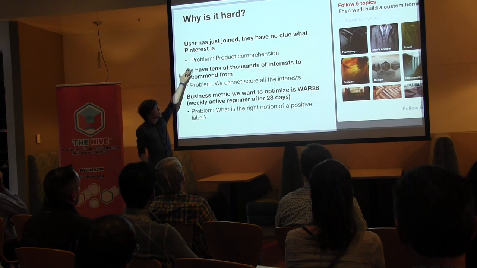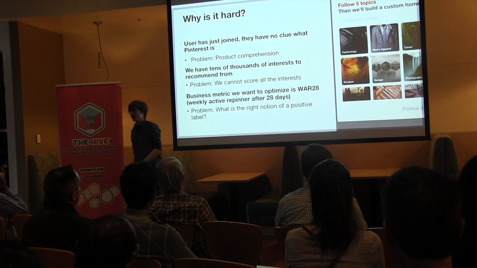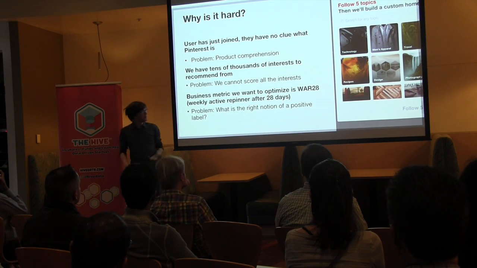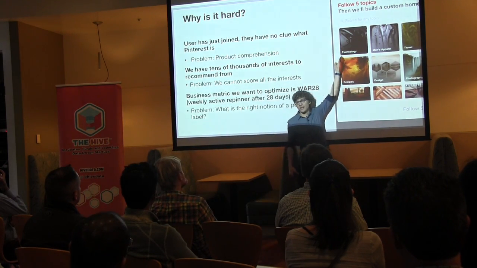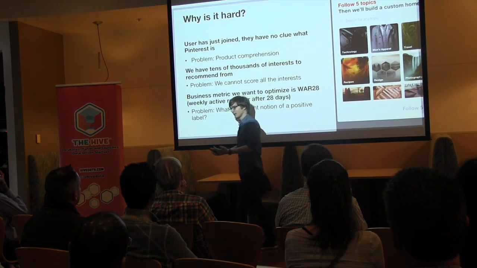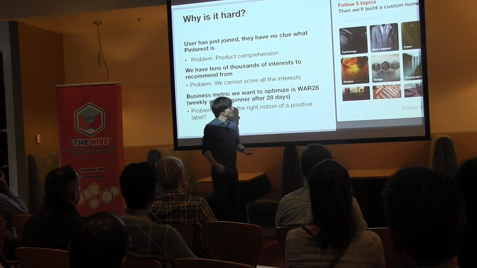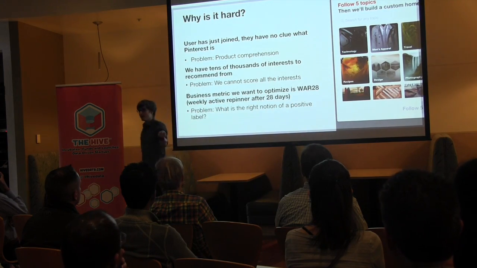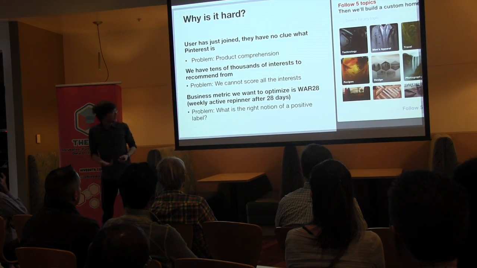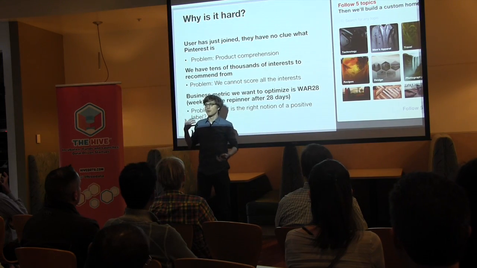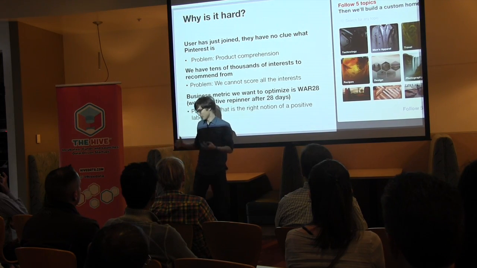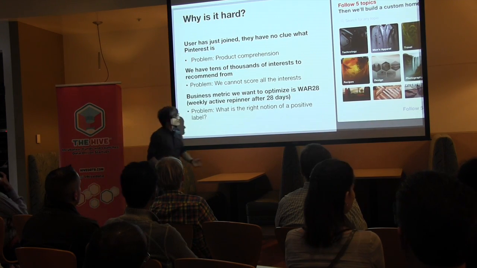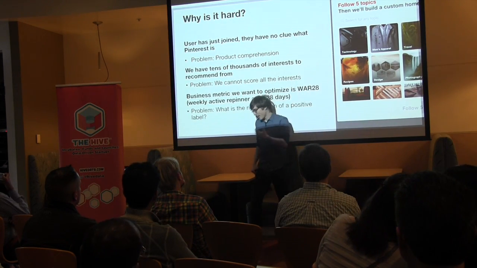The first hard problem is that the user just joined the product. They have no clue what Pinterest is. And now I'm asking them, are you interested in technology? They don't know what technology is for Pinterest. Or if you think about it, they are interested in recipes, right? So if an Asian person comes, their recipes will be different than for me, coming from Europe, so we like sausages and potatoes or something, right? So things like that. So how do you solve that problem?